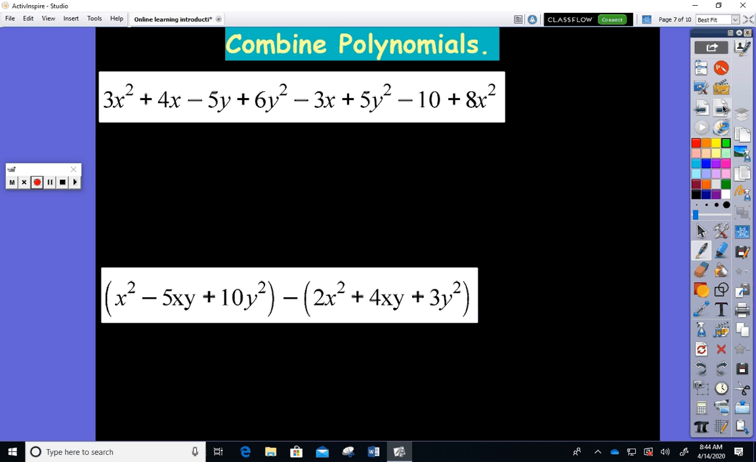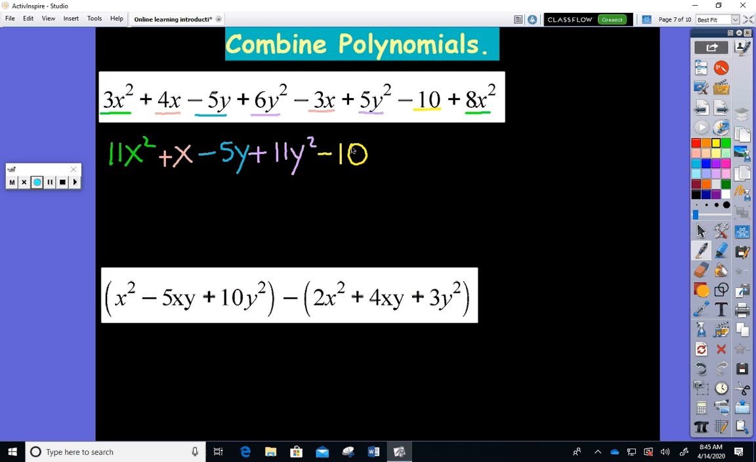So on this one, let me start out with anything that has just a plain x squared. Okay, so I see 3x squared and 8x squared is 11x squared. Next, let me go to anything that has just an x. So I see 4x minus 3x is 1x, so plus x. Next, let me look at anything that has just a y. I'm not seeing anything else with just a y, so that one stands alone. Next, let me look at anything that has a y squared. So 6y squared and 5y squared is 11y squared. Last but not least, I'm just going to put my plain number at the end, so minus 10, and there we go.